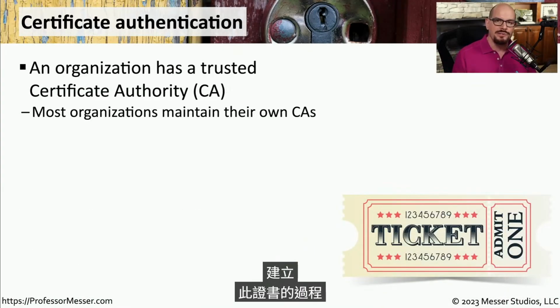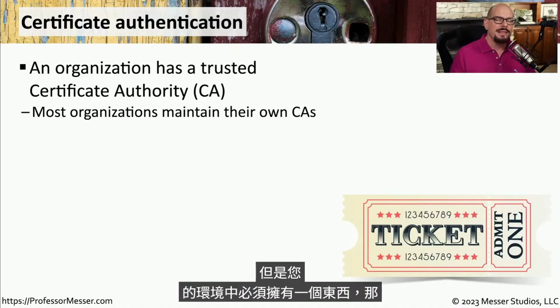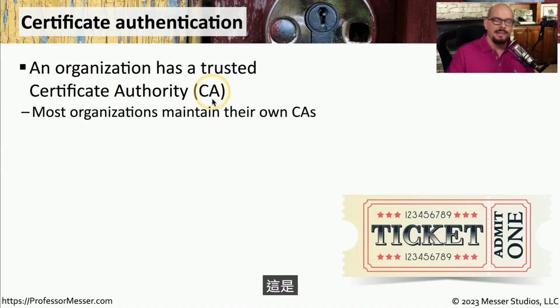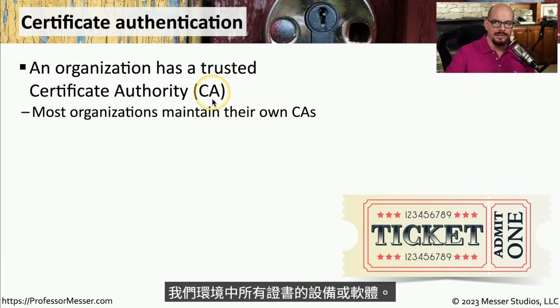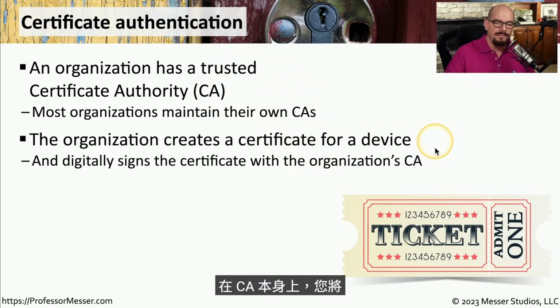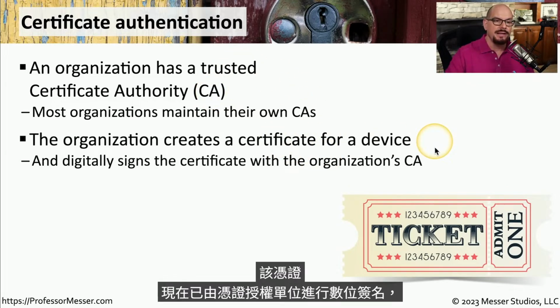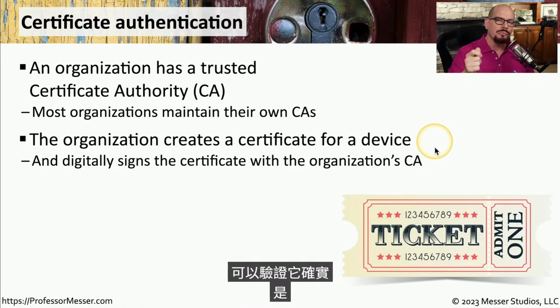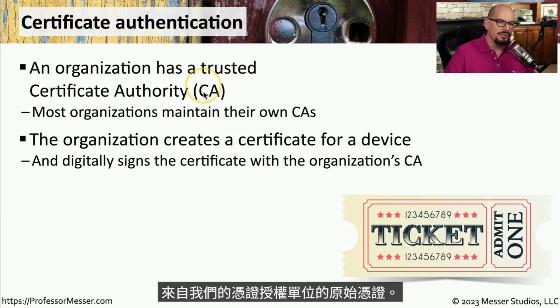The process for creating the certificate is relatively straightforward, but the one thing that you must have in your environment is something called a certificate authority, or a CA. This is a device or software that is responsible for managing all of the certificates in our environment. On the CA itself, you would create a certificate just for that laptop. That certificate is now digitally signed by the certificate authority so that later on we can verify that it really is an original certificate from our certificate authority.